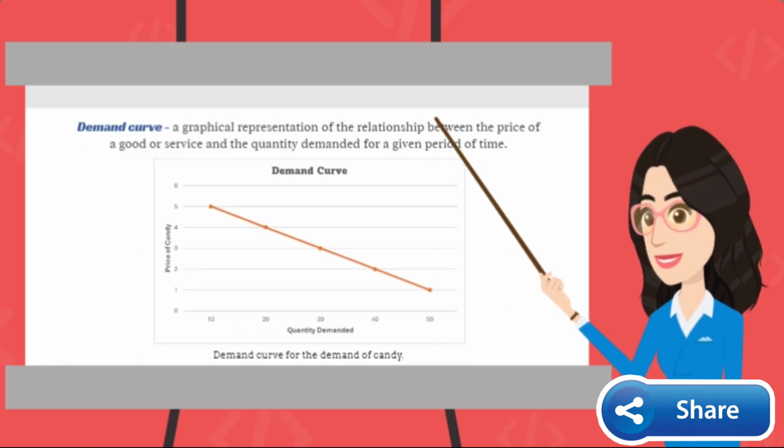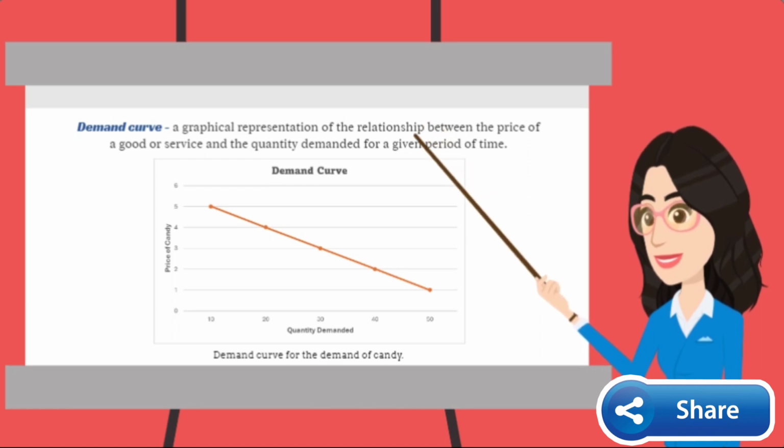Demand curve, a graphical representation of the relationship between the price of a good or service and the quantity demanded for a given period of time. Sometimes the demand curve is also called a demand schedule because it is a graphical representation of the demand schedule. As you can see, the graph is an example of a demand curve for the candy. The line you see in the graph which connects the points is the demand curve, and this curve is called a downward sloping curve. It is the reflection of how the quantity demanded is inversely proportional to the price of candy, and this inverse relationship is referred to as the law of demand.